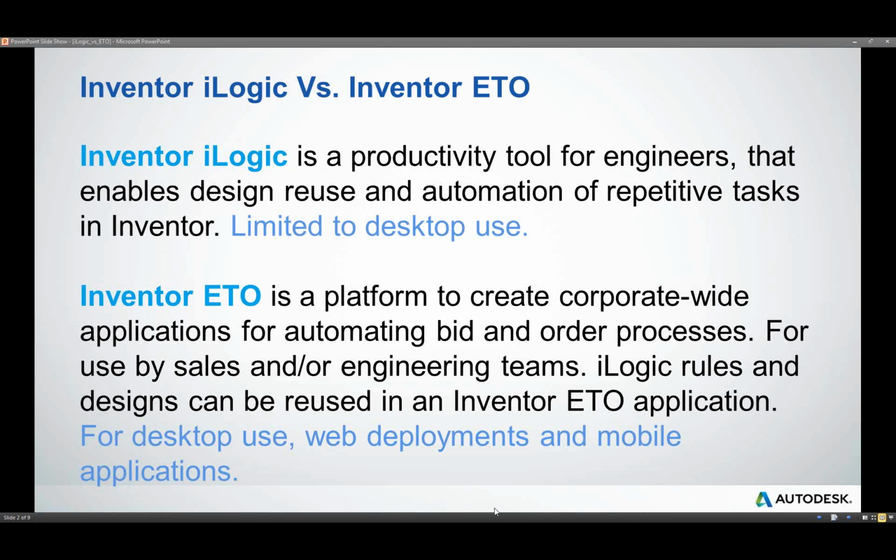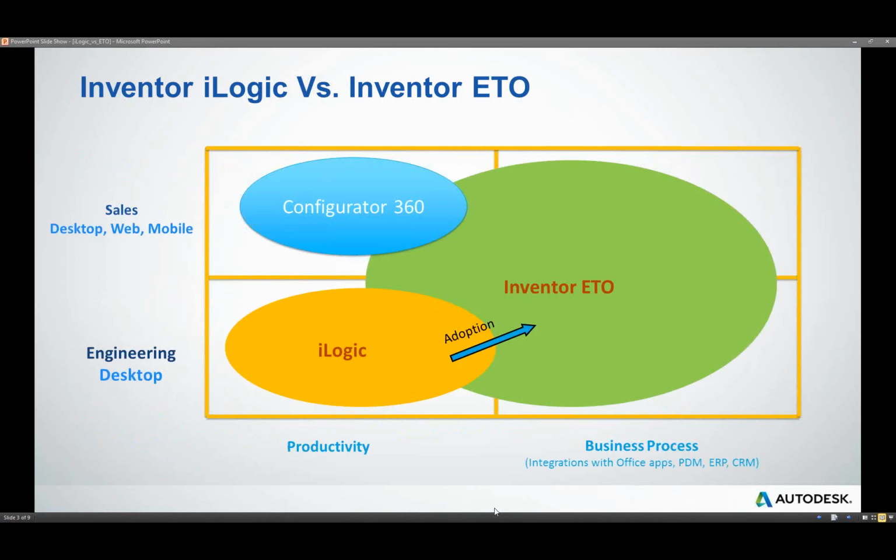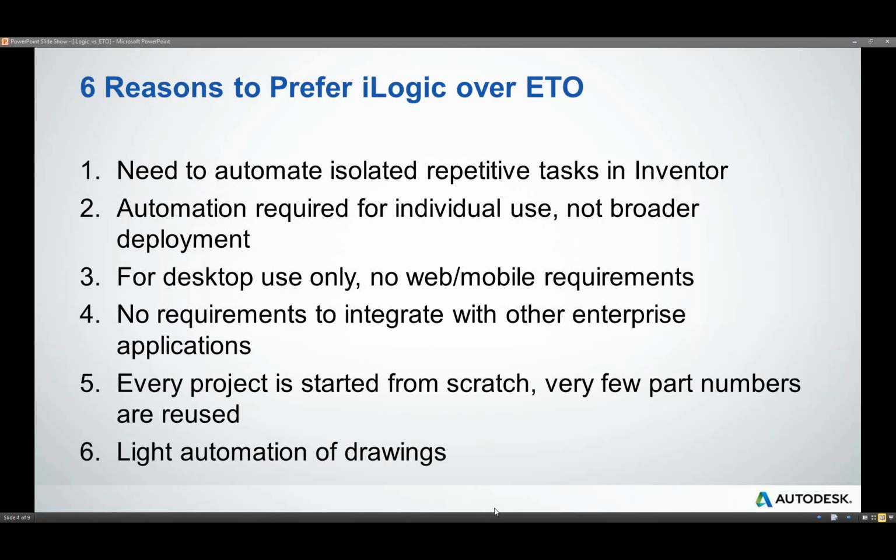Inventor ETO, it's more flexible. So deploying something on the web, on mobile, or on the desktop, and where Configurator 360 comes into play is it can use both. It can use our iLogic parts as a front-end web configurator for Inventor iLogic parts, or if I'm using a more custom-built application with something like Inventor ETO, it's going to allow me to take that information and push it up as well. So you see Configurator 360, desktop, web, or mobile. iLogic is going to be strictly on the desktop, where ETO can be either or, and also incorporate a lot more business process type events.